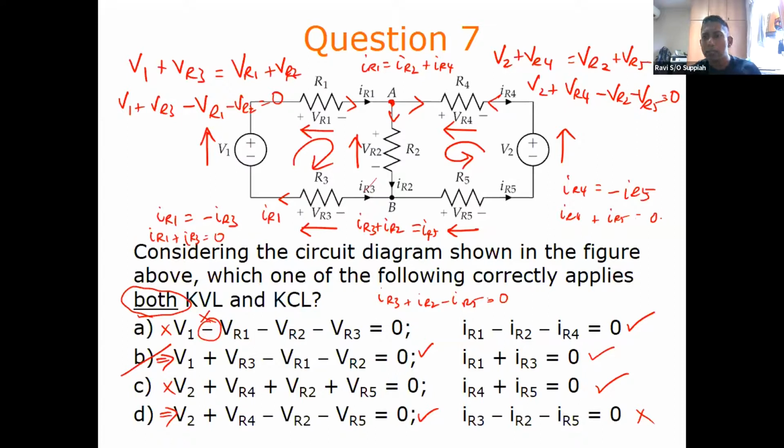Okay, one more question here. So essentially we take the other voltage source to be a resistor when analyzing one voltage source.